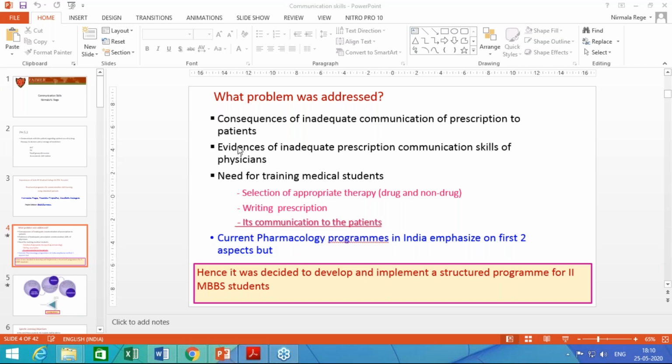I will just repeat these last two things: there is a need to train medical students, and we have been training them for the selection of appropriate therapy and writing prescription, but we didn't find any pharmacology program which emphasizes the last one. Therefore, we decided that we will develop and implement a structured program for second MBBS students, as I've told you earlier.